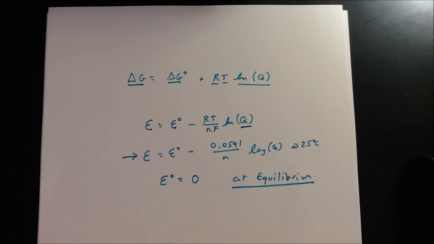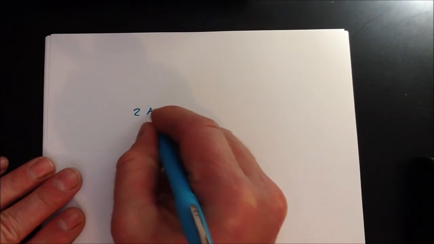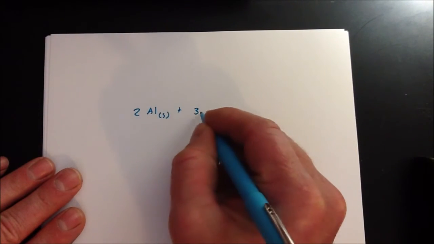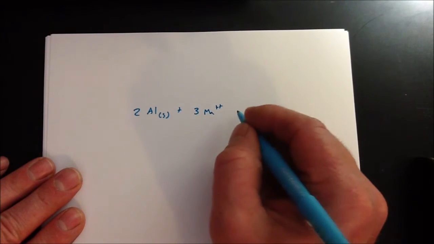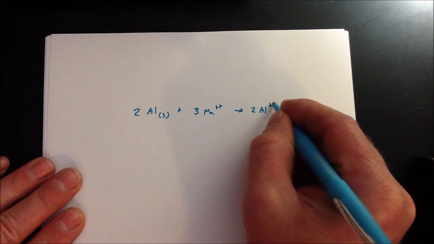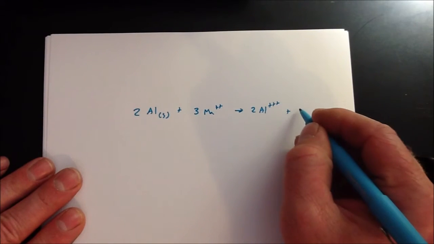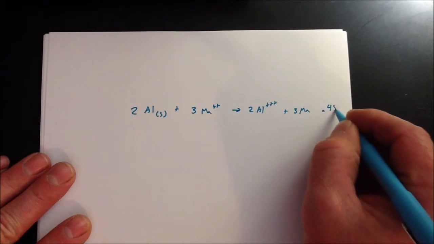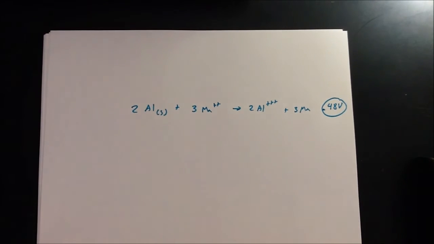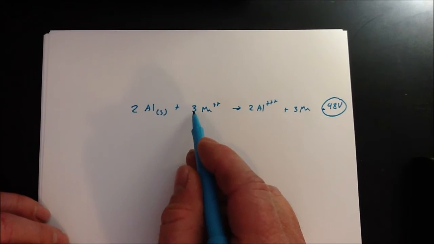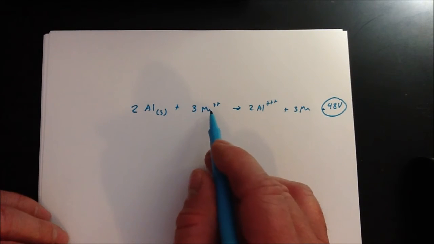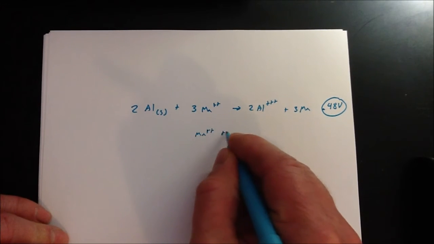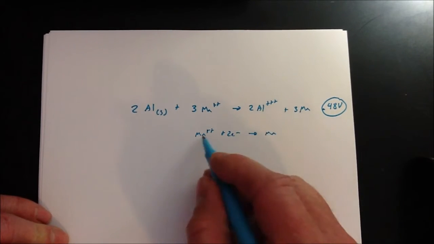Now let's look at some questions here real quick. And the first one I want to do more from a standpoint of qualitative. If I have 2 Al solid plus 3 manganese 2+ ions aqueous, forming 2 aluminum 3+ aqueous ions and 3 Mn solids, and it gives me the value 0.48 volts. Again, we could look those values up and we could find them, and the coefficients we don't have to worry about. The 3 and the 3, we just look up the value for Mn2+ plus 2 electrons to Mn. Again, we get that reduction value.